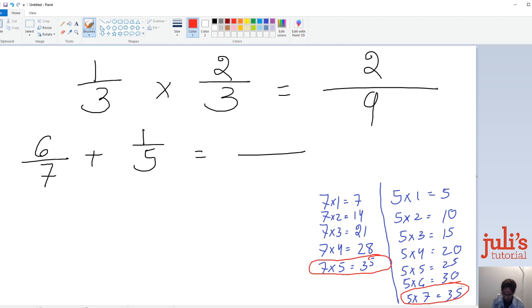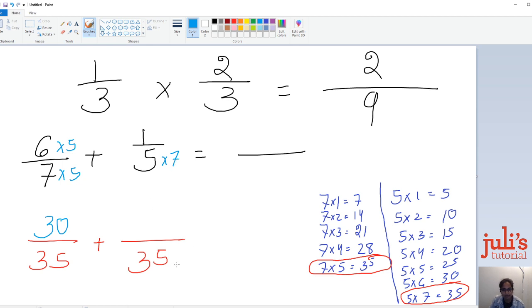And I'm going to change both of them to 35. How do I get from 7 to 35? I multiply it by 5. 7 times 5 is 35. Whatever I'm doing to the bottom, I do to the top. 6 times 5 is 30. I multiply the bottom, 5 times 7, 35. Whatever I do to the bottom, I do on the top as well. 7 times 1 is 7. And I get 37 over 35, which is an improper fraction.